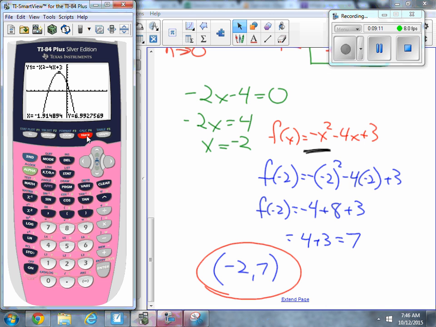I can see that there's a maximum, and I can calculate what my maximum is. I'm going to go second, calc, maximum. My left bound, I'll make somewhere to the left of that maximum, negative 3. My right bound, I'll make to the right of that maximum, let's say 0. And I press enter, and it tells me there's my maximum right there at negative 2, 7. And that is where my tangent line is going to be horizontal.